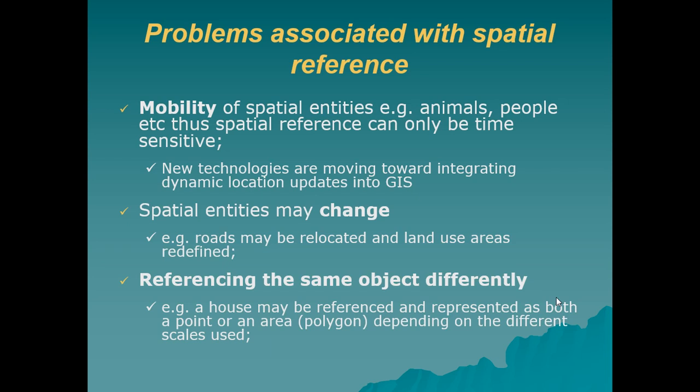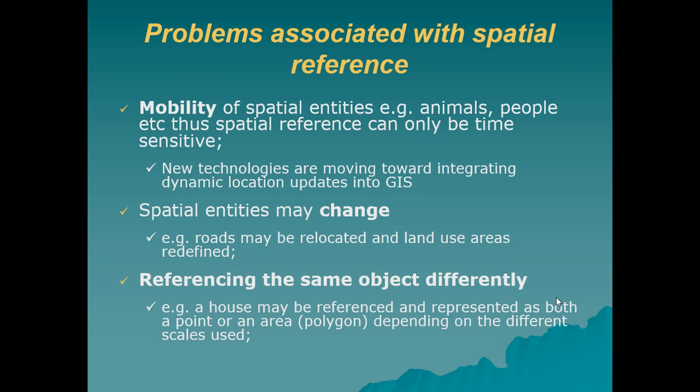etc. Then you have other problems associated with spatial referencing systems, from the perspective that spatial entities may change over time. For example, we know that roads may be relocated and land use boundaries may be redefined. So when these changes take place, it means that the location information on a map must also be updated. It's not something that automatically is updated.